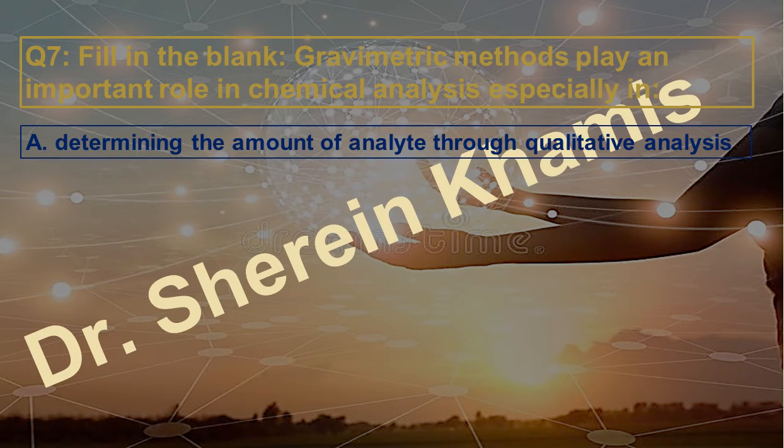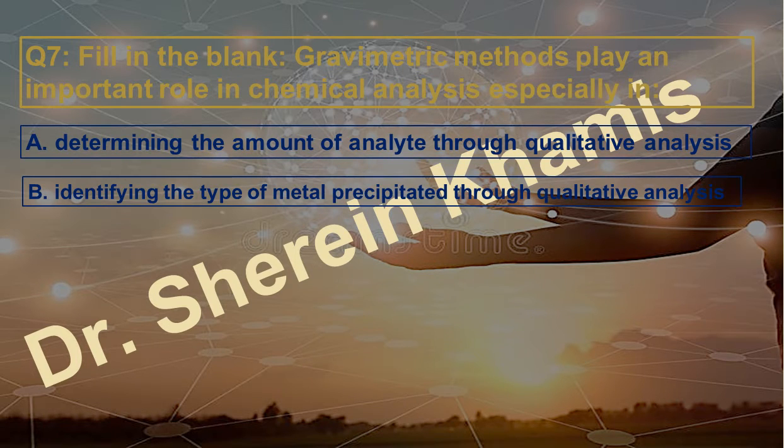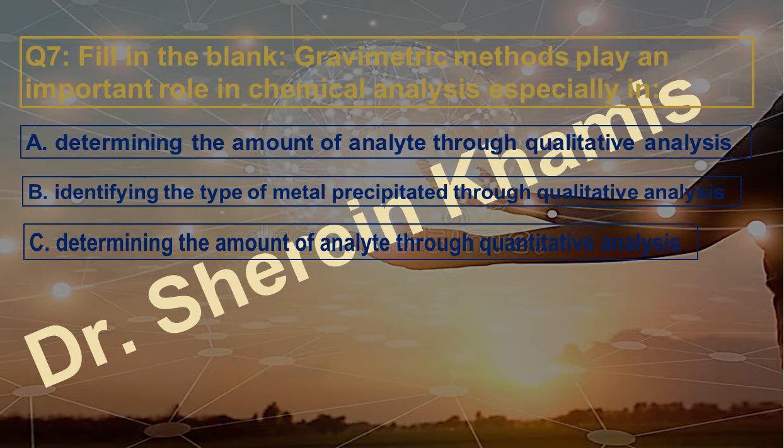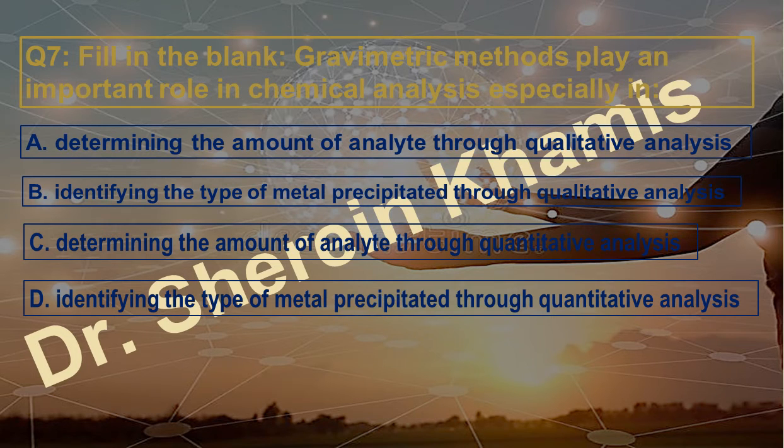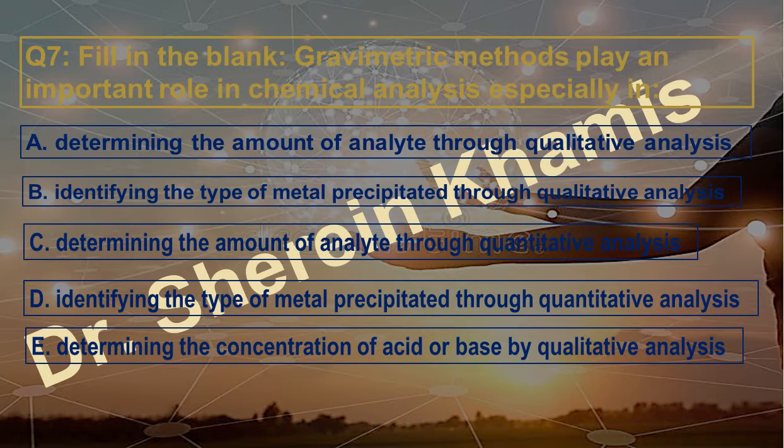The first one, determining the amount of analyte through qualitative analysis. Second one, identifying the type of metal precipitated through qualitative analysis. C, determining the amount of analyte through quantitative analysis. D, identifying the type of metal precipitated through quantitative analysis. And the last one, determining the concentration of acid or base by qualitative analysis.